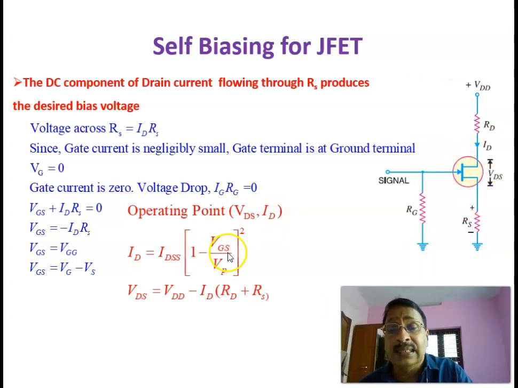Clear? And then VDS we can get as VDS equal to VDD minus drop across this one minus drop across this one. Therefore, VDS equals VDD minus ID into RS plus RD. That is the drain to source voltage. That's the operating point. Operating point means what is the drain to source voltage, VDS, and what is the drain current, ID. That is the operating point of the self bias circuit.